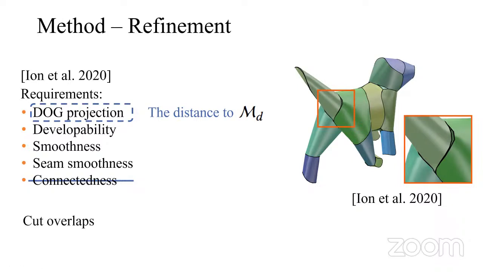After the refinement process, each developable patch will be parameterized onto the plane for fabrication. But a parameterized patch may have a self-intersection. So we will cut the self-intersecting patches and get the final piecewise developable meshes.